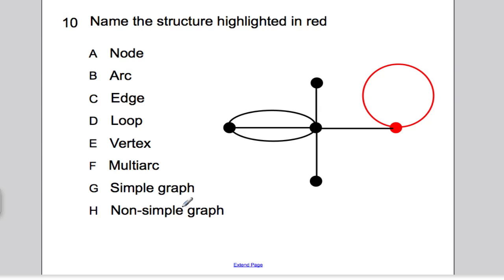And question 9, what was finally this called? Well, this was a loop. It's an arc that starts and ends at the same point, so it's called a loop.